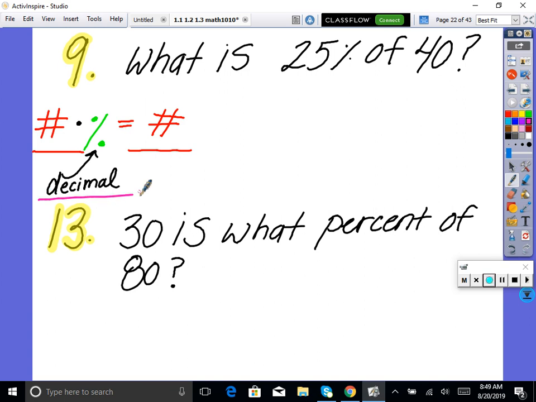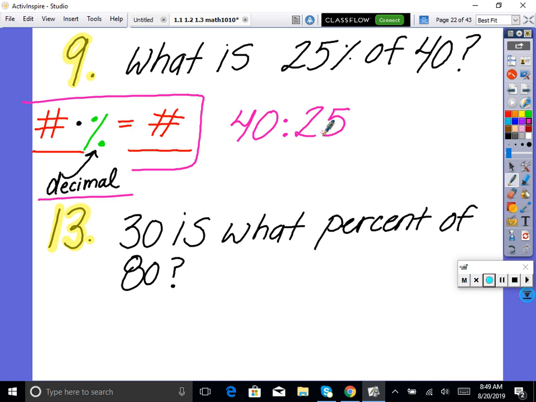So let's set number 9 up. It says, what is 25% of 40? So look at my truth statement here. Where does the 40 go? Aren't we finding 25% of 40, everyone? So we're going to want the 40 on this side. You guys see? So we have 40 times 0.25. That's how we write 25%. And that's equal to some number. Isn't that what we're trying to find? You would just literally do that in your calculator if you need to.